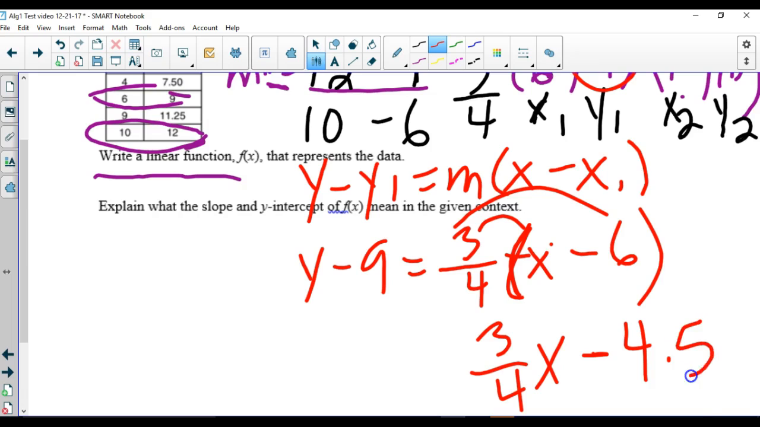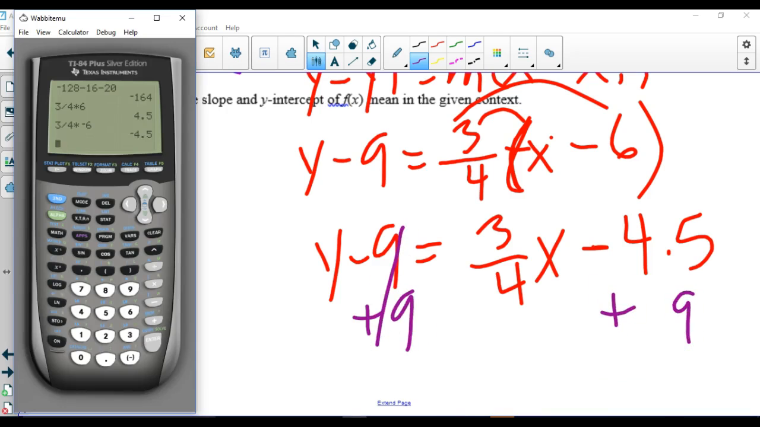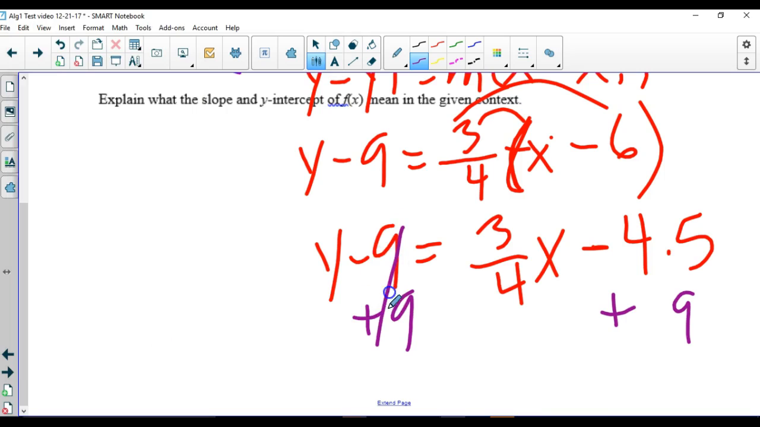Okay? And then when I bring everything else over, I got the y minus 9. I'm going to scroll down again. And again, I want to bring this to the slope-intercept form. I'm going to add 9. That cancels out. I'm going to add 9. Same idea. Negative 4.5 plus 9 actually gives me positive 4.5. So I now have that cancels out. Y equals 3 over 4x plus 4.5.